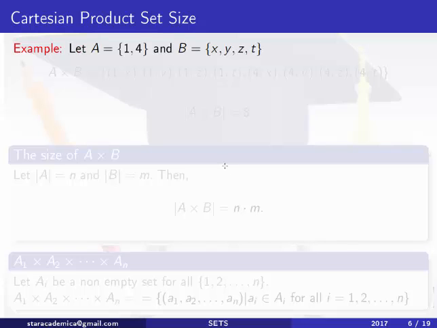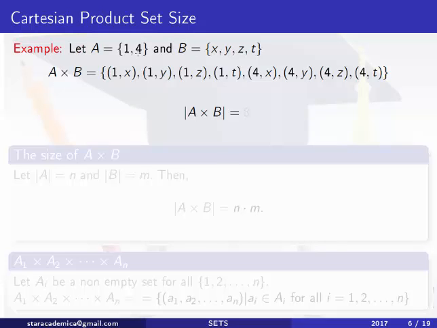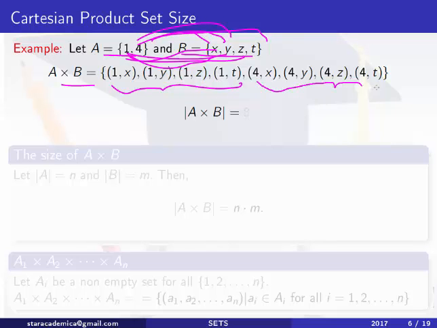Here is another example regarding the size of the product sets we already mentioned, but let's do one more example and then put down the formula. If A is 1, 4 and B is x, y, z, t, then A cross B, again, 1 is matched with the x, 1 with the y, 1 with the z, and 1 with the t. So here is what we have. These are matched by 1. And 4 with x, 4 with y, 4 with the z, and 4 with the t. And we have 2 blocks.